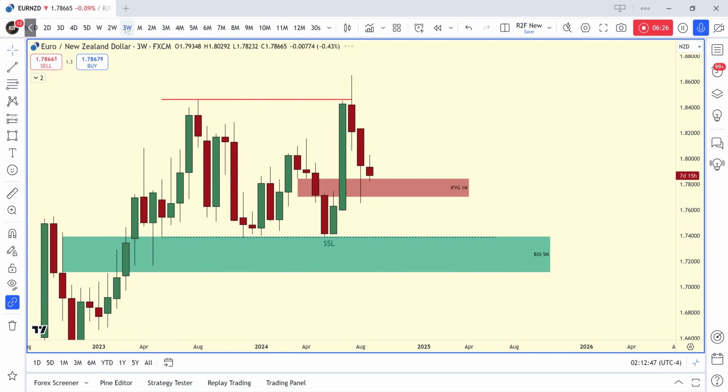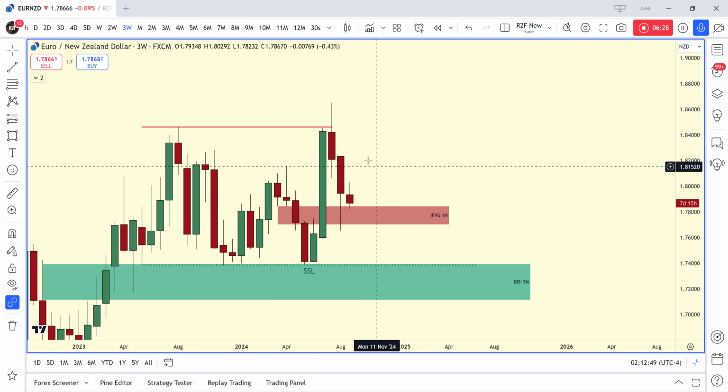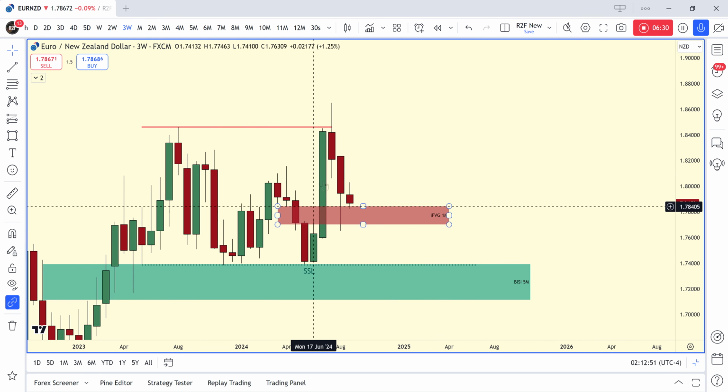Let's go down the time frames now. Okay, we have a gap here on the 3-week.